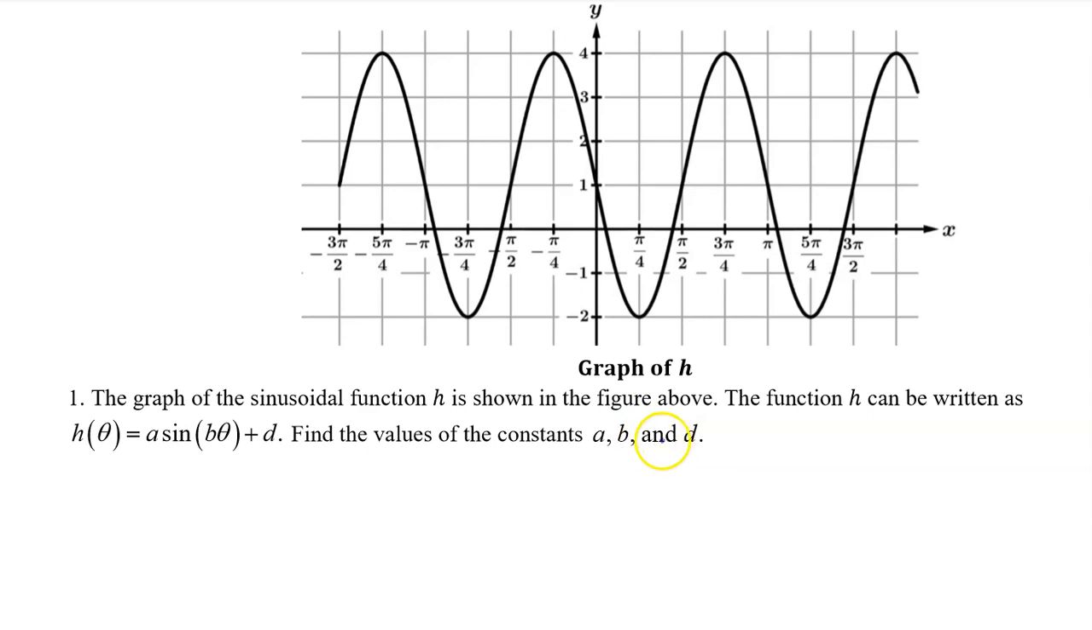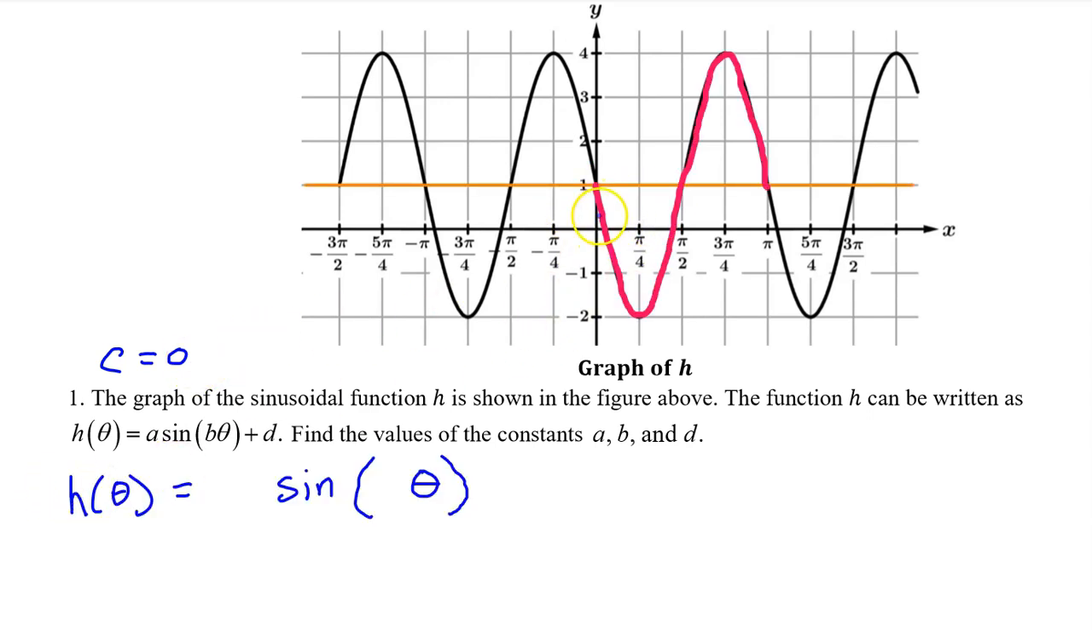Notice that the c is missing. The c would normally be right in here, and the fact that it is missing means that c is equal to 0. That means there is no phase shift. The lack of a phase shift means that one period of the function starts right here at 0, like this.